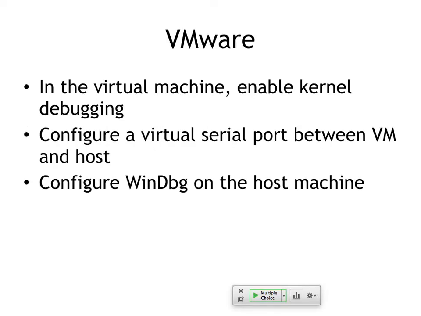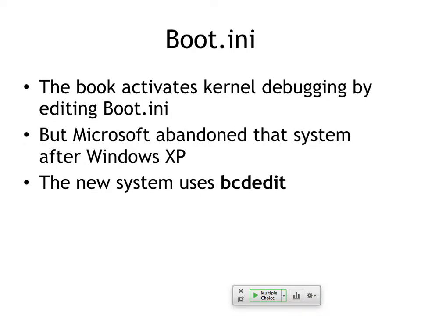All right. So in virtual machines, you can set up kernel debugging by creating a virtual serial port, which is kind of insane. You have to make named pipes, which are these strange objects that are sort of like files, but they aren't files, and connect them together. The book talks about using boot.ini to activate debug mode, but that is finally over, except for, I think, embedded devices. Even Server 2003 is gone.